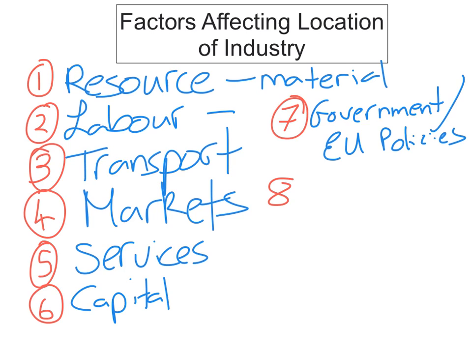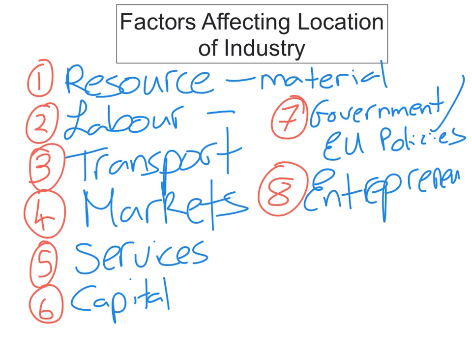And the last one is the entrepreneur. The entrepreneur's preference. So they will obviously want to locate where it suits them. Example, if you're an entrepreneur and you're from Cork, you may want to locate your industry somewhere around the Cork area rather than being located in Dublin and having to travel up and down every single day.